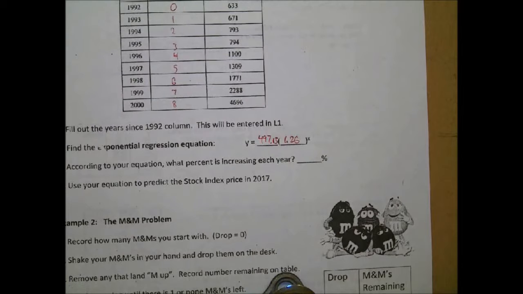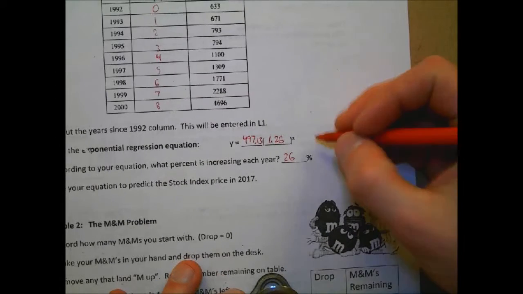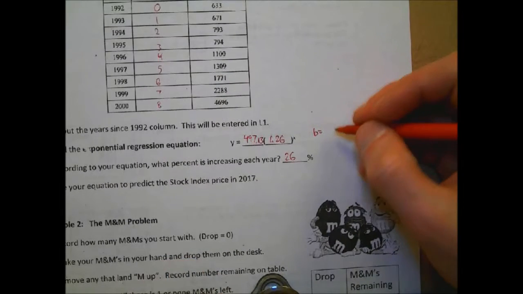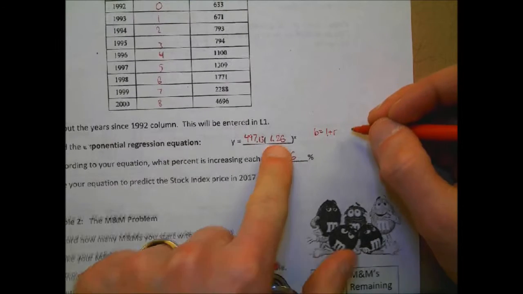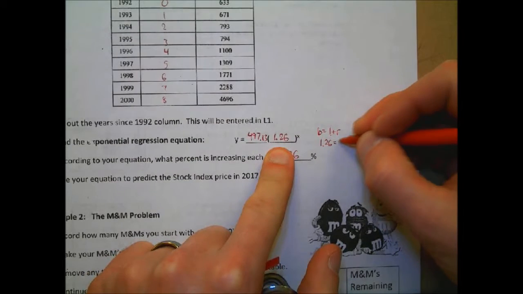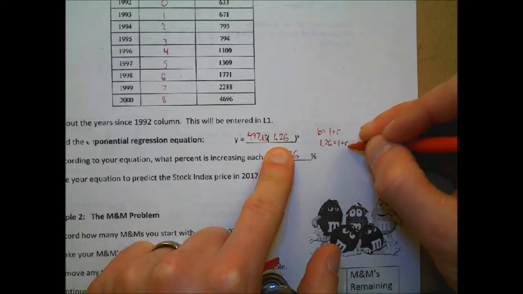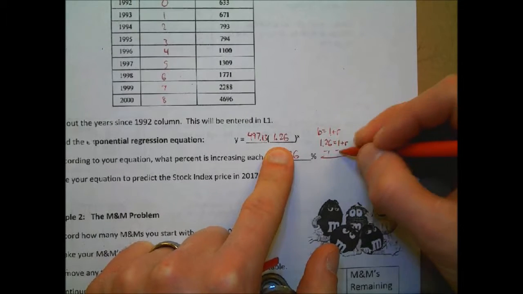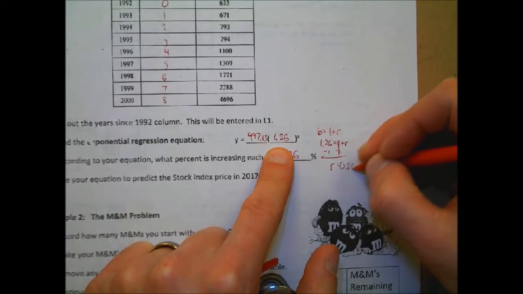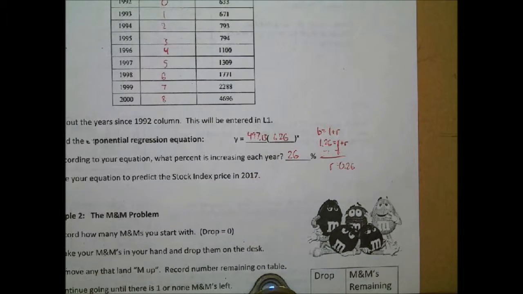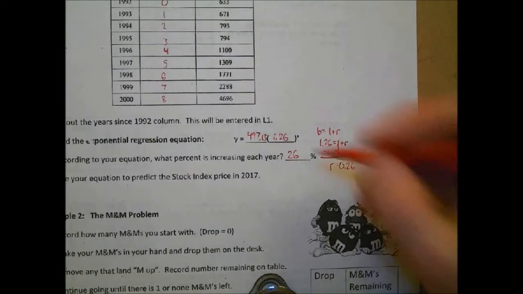All right, so then, Lauren, what percent are we increasing every year? 26. Exactly right. Again, remember that your B value is, in this case, since it's a growth, B is 1 plus R. Since our B is 1.26, we can solve for our growth rate by subtracting 1 from both sides. We get R equals 0.26, which as a percent is 26%. So there's the answer right there.